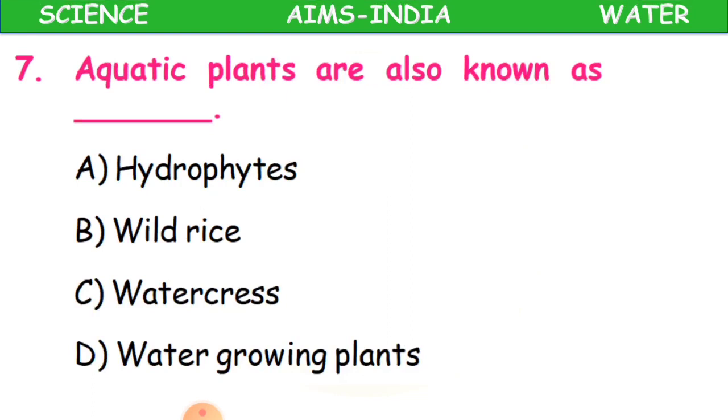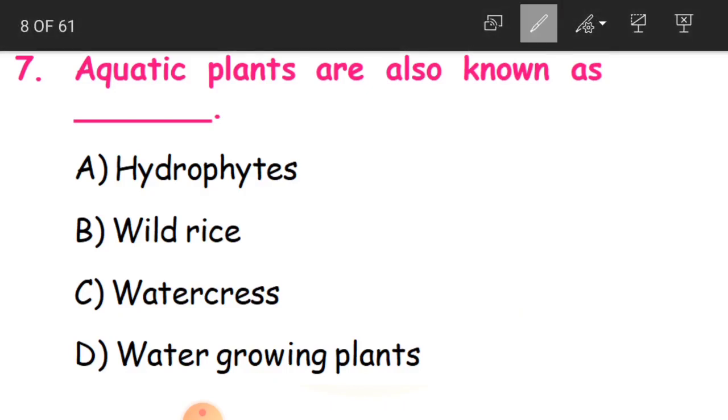Seventh one: aquatic plants are also known as what? Now, what are aquatic plants, children? Which live in the water. They are also known as hydrophytes, like wild rice, watercress, water growing plants. What is the other name? It is hydrophytes. Hydro means water. Hydrophytes. Clear?